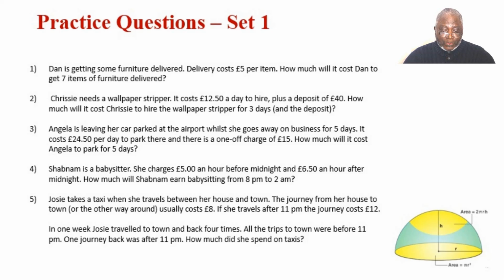Question 5. Josie takes a taxi when she travels between her house and town. The journey from her house to town or the other way around usually costs £8. If she travels after 11 p.m., the journey costs £12. In 1 week, Josie travelled to town and back 4 times. All the trips to town were before 11 p.m. One journey back, however, was after 11 p.m. How much did she spend on taxis?